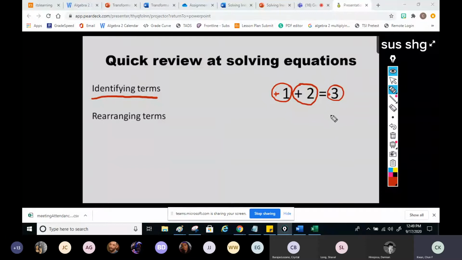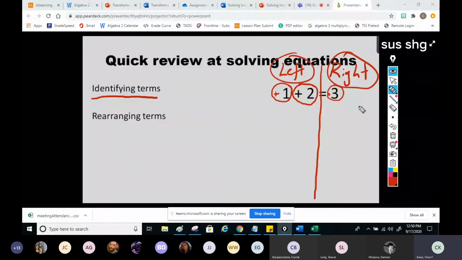The second thing is, wherever the equal sign is, I want you to practice drawing a line to cut through it. That means I want you to separate the equation into the left part and the right part. Go ahead and write it down in your notes. Draw a line through the equal sign, wherever it is, and separate the equation into the left part and the right part. The equal sign is what separates the equation into left and right.